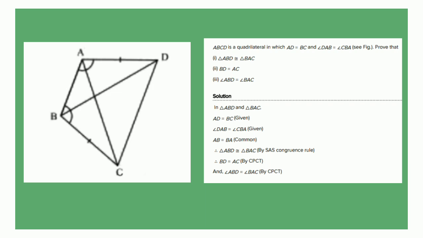Therefore, sub-question B, BD equal to AC by CPCT, and sub-question C, angle ABD is equal to angle BAC by CPCT. That means corresponding parts of congruent triangles, because the two triangles are already proved congruent. So by CPCT we can say that the corresponding pairs of measurements in the two congruent triangles are equal.